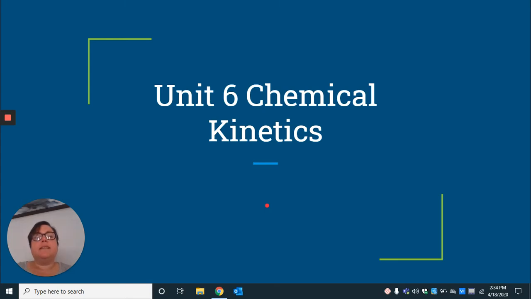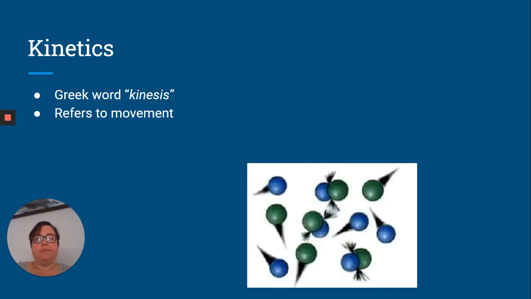So Unit 6, Chemical Kinetics, is a very quick, short unit. Make sure that you're writing down any questions that you have and let me know what those are, so we can clarify any issues that you might have with this unit.